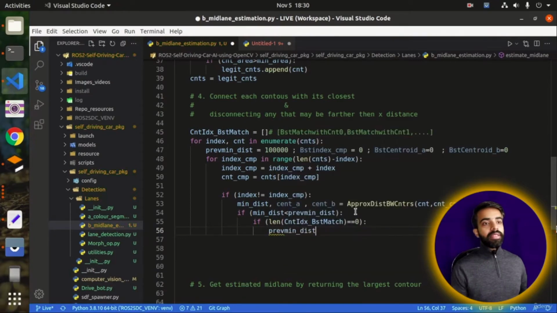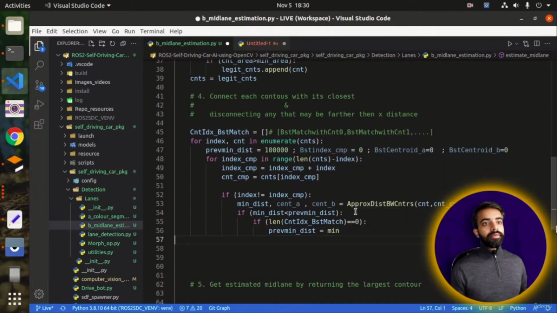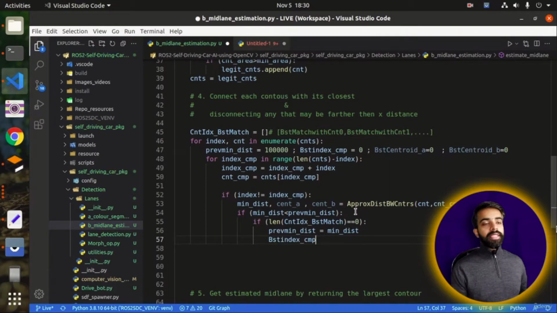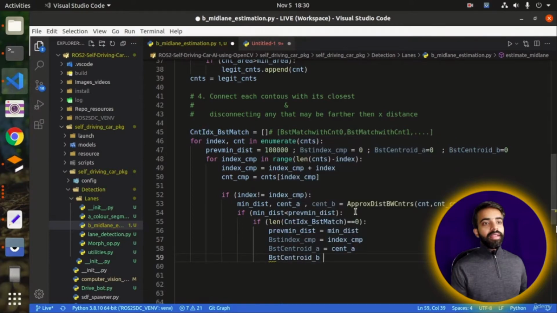That means previous minimum distance gets equal to the minimum distance. In the same way, the best index compare equals the current index compare. In the same way, the best centroid A gets equal to the current centroid A. In the same way, the best centroid B gets equal to the current centroid B. Once we have updated these values, we need to cater for the else condition where that candidate ID best match list is not equal to 0, meaning we have previously found closest contours, one, two, three, up to x values.